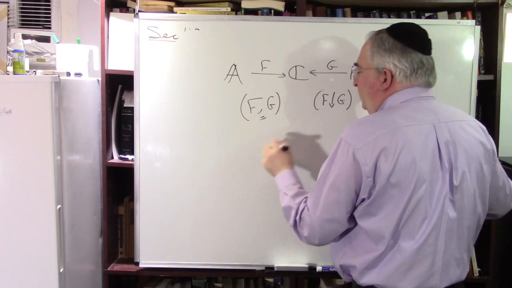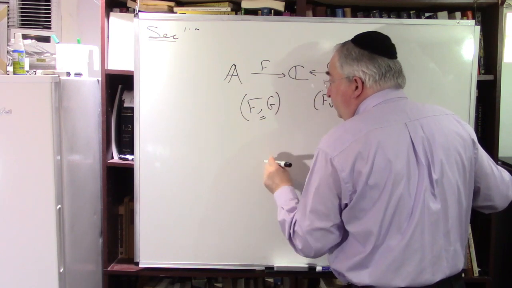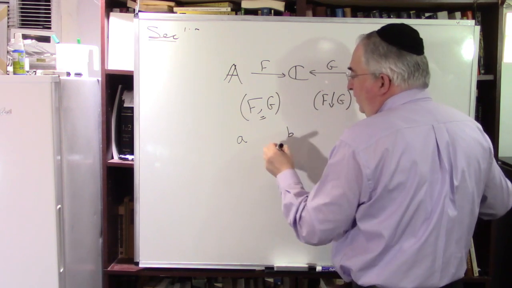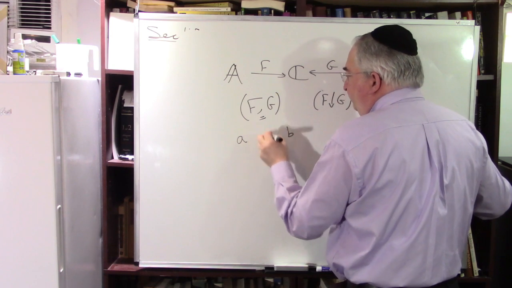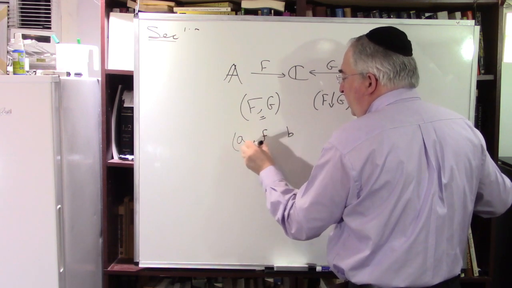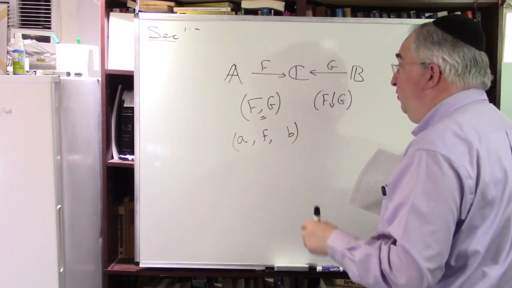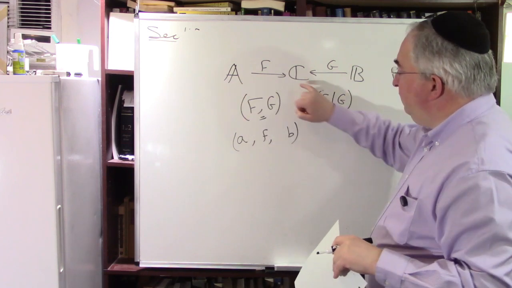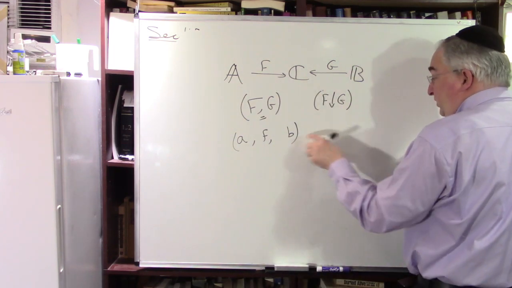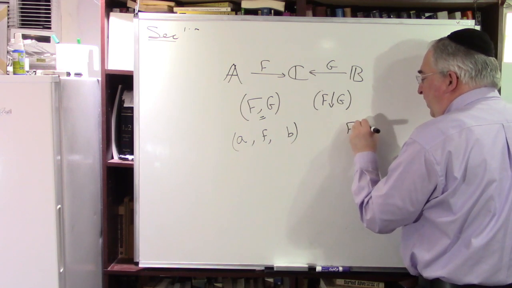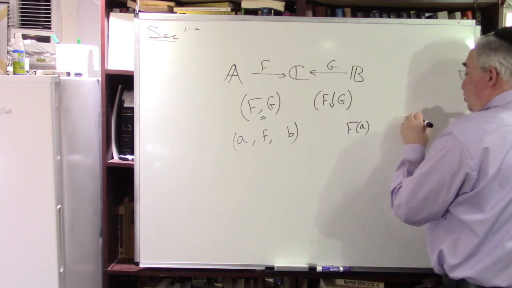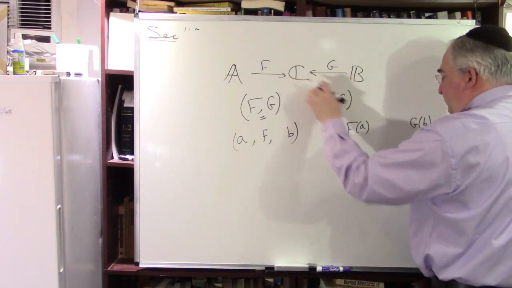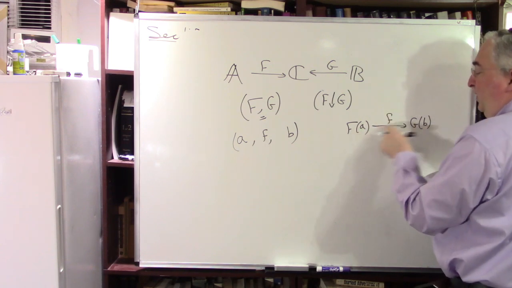The objects of the comma category are as follows. They are triples: a little object in here, a little object in here, B, and a morphism, F. These are the objects. The main idea is it's an object in here, an object in here, and a morphism over here. F of A, that's a typical element in here. G of B, that's a typical element in here. And the morphism is F from here to here.